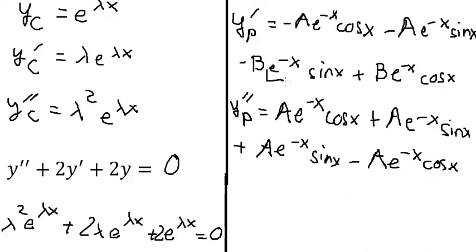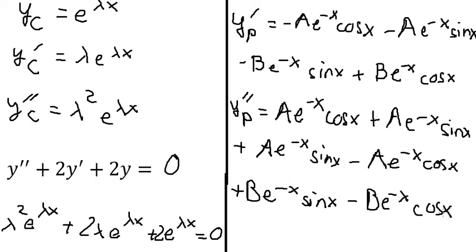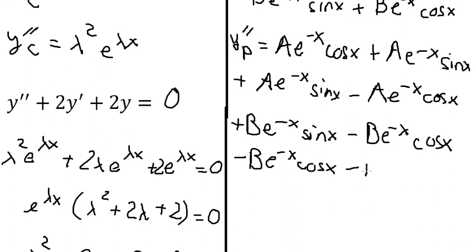Now let's go to this one. Negative, negative, you get positive. Then we do the first derivative of sine s, you get cosine s. Now we do the first derivative of this one, you get negative. We do the first derivative of cosine s, you get negative sine s.